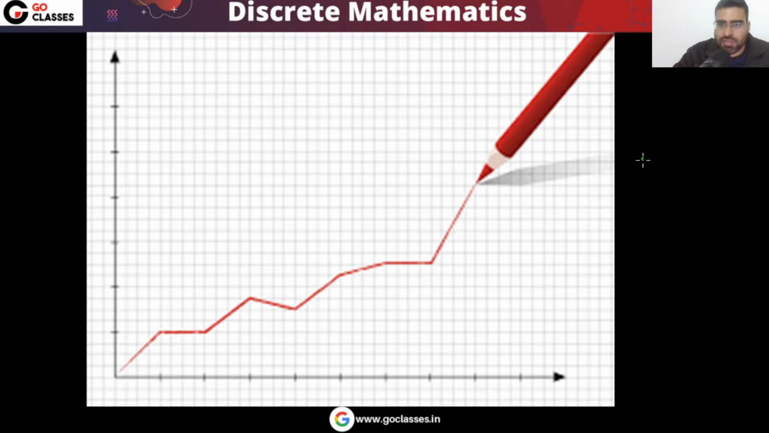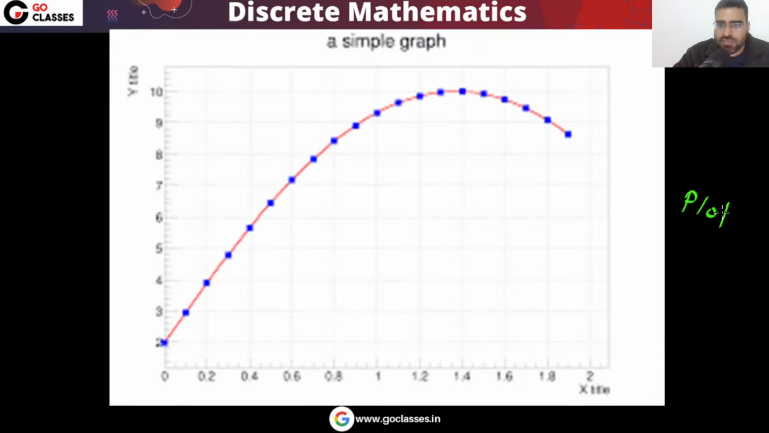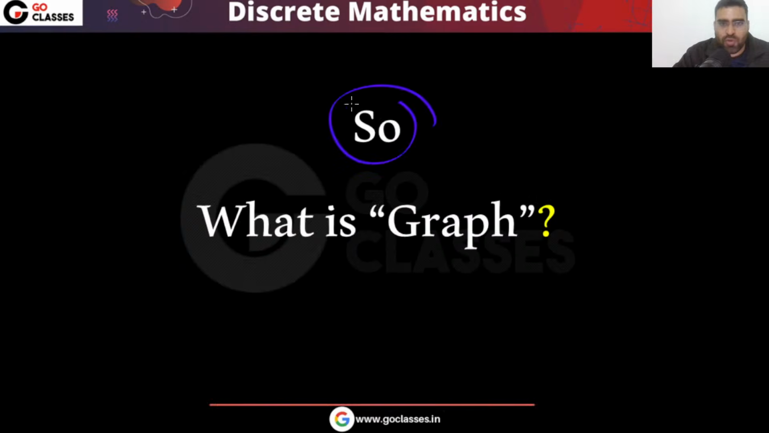These are called plots. Basically, you are plotting the data. So these are called plots. These are not graphs. Okay, so what is a graph then? Now you might be thinking, so what is a graph then?